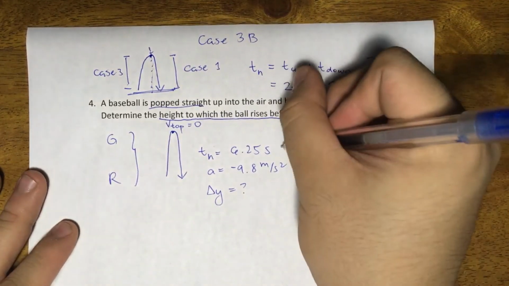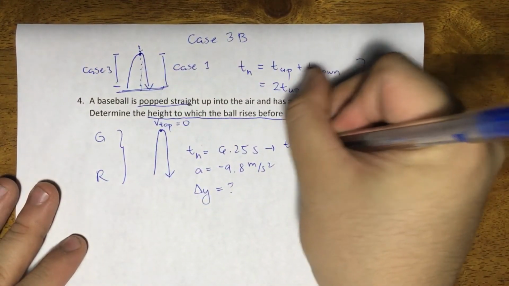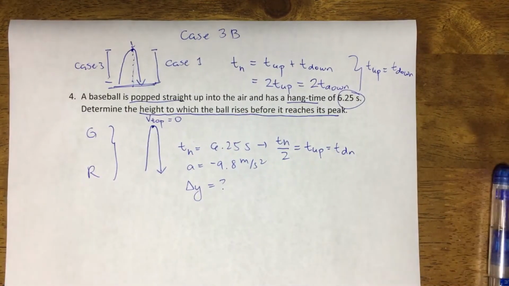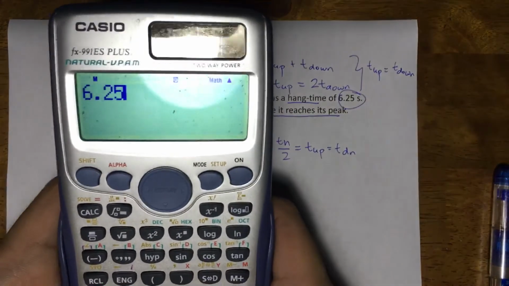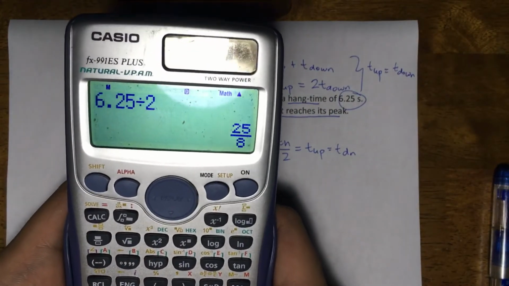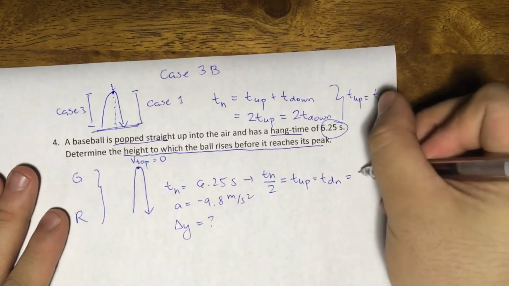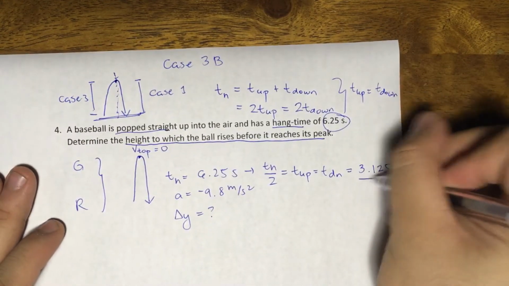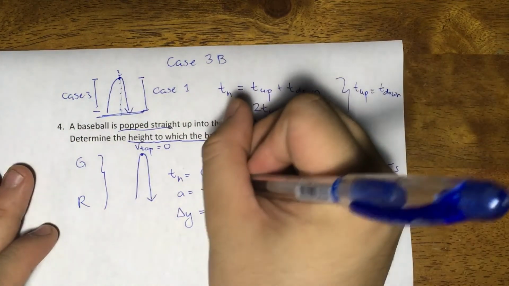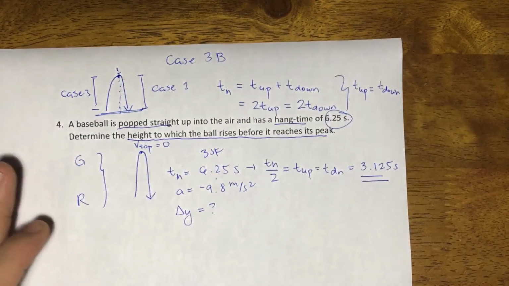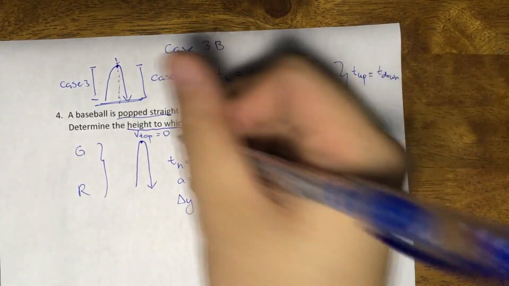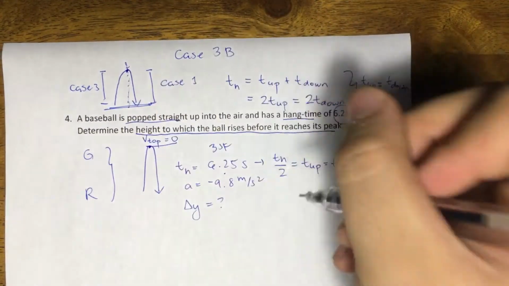The first thing we can do is break up hang time. Divide hang time by 2, which will give you t up or t down. Okay? So if we break up hang time, 6.25 divided by 2 gives me 3.125 seconds. Okay? And remember, we're going to use 3.125 seconds. However, we still use the 3 sig figs of 6.25 because that's what you're given in the problem. Okay? So now we have velocity top and these three.